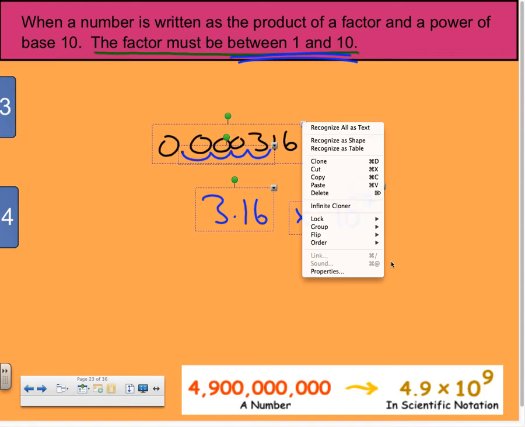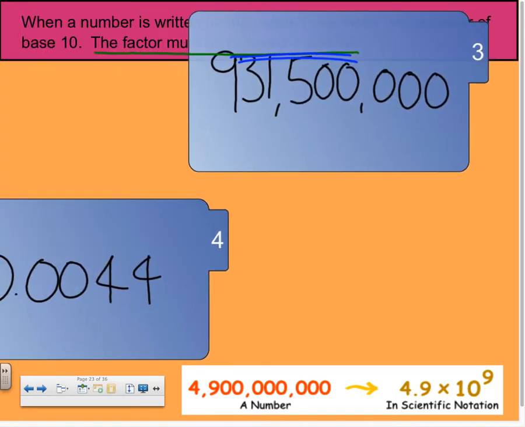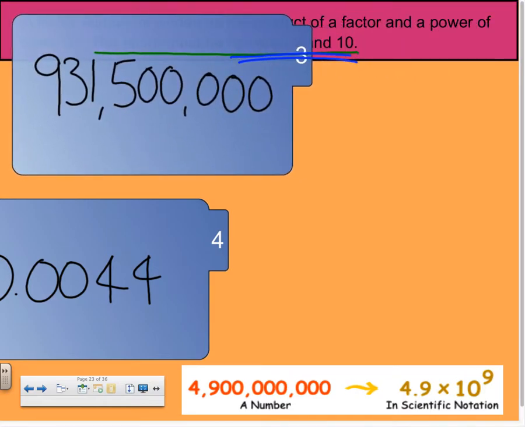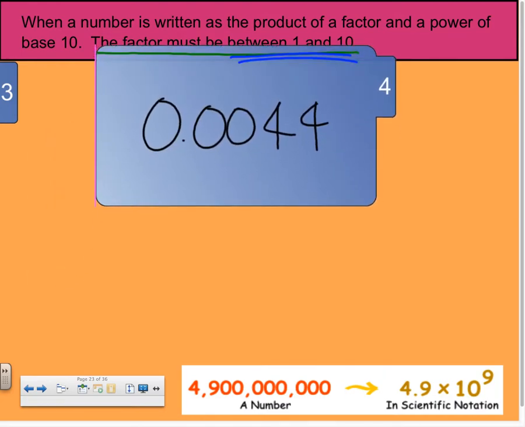One more. Here we go. Not that one. This one. Tell your neighbor what you think the answer to this one would be. I want you to write that in scientific notation. How many people came up with 4.4 times 10 to the negative third power?